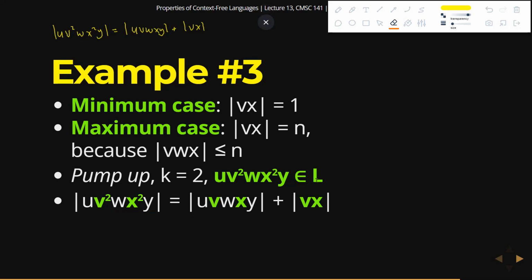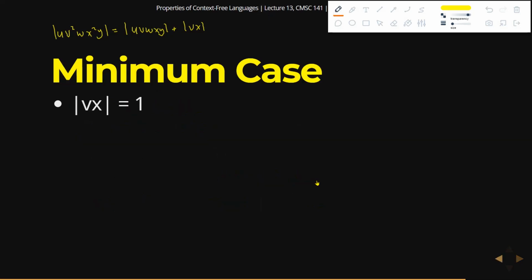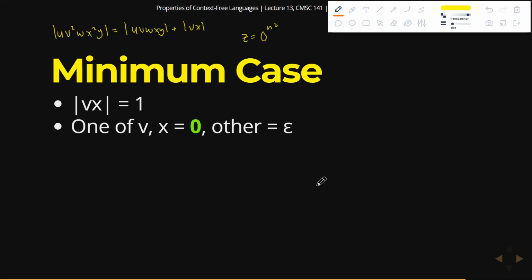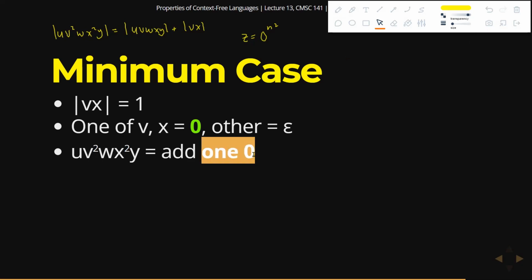So let's go to the next one. In the minimum case, the length of vx is equal to 1. That means that one of v and x is a 0 and the other is epsilon, right? Why is it a 0? Because the z is just 0 to the n squared. It's all zeros. But if the length of v and x is just 1, that means that only one of v and x is a 0. The other has to be epsilon. So if you pump up v and x, you only add 1 zero.